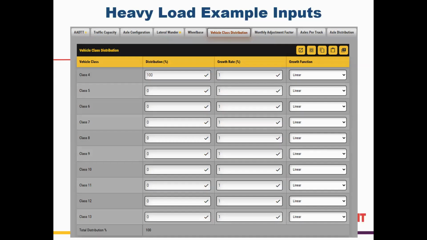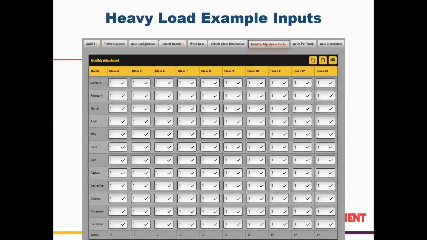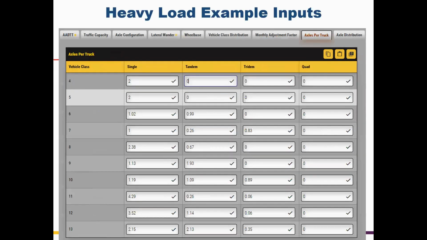So we're going to put 100% of it in class 4, and I'm going to assume a growth rate of 1%, linear growth. And then we have to zero everything else out, and our total is now 100%. For monthly adjustment factors, we're going to assume it's evenly distributed, so we don't have to change what's currently there. Axles per truck, all we care about is the class 4 category. We have 2 single axles, no tandem, so we've adjusted those.